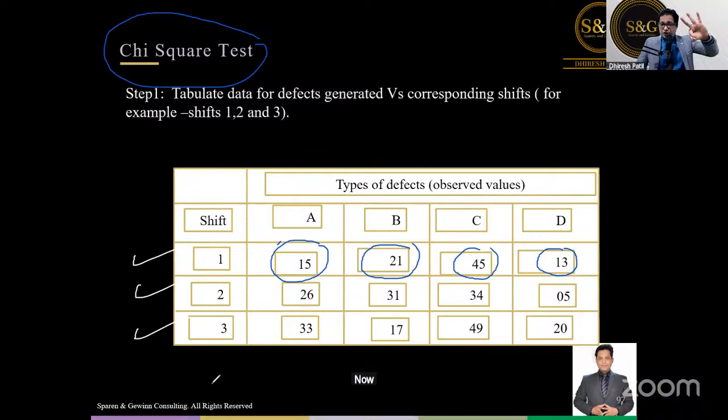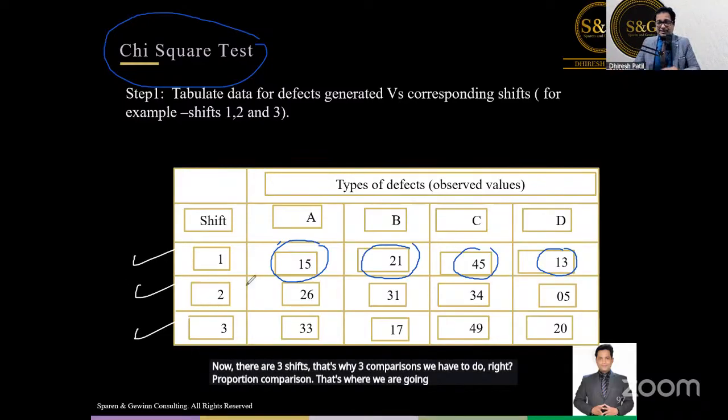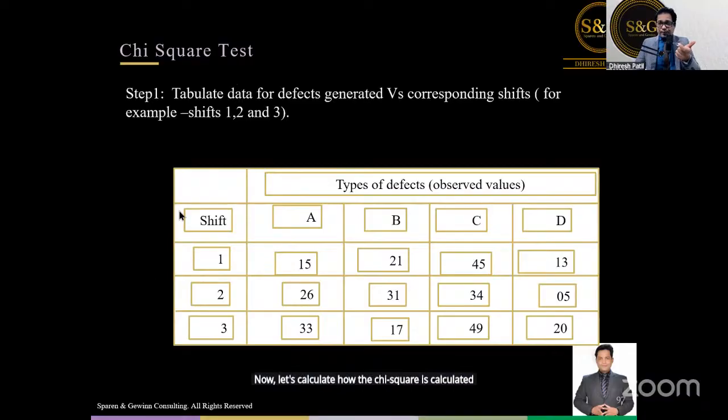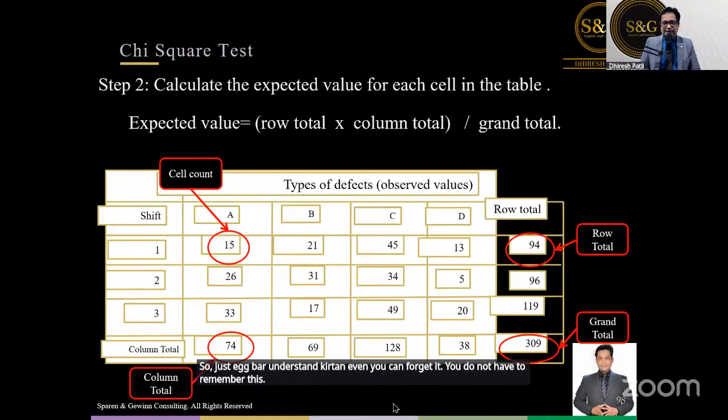Now there are 3 shifts, so we have to do 3 comparisons, right? Proportion comparison. That's where we go for the chi-square test. Now let's see how the chi-square is calculated. So एक बार understand करते हैं, even you can forget it. You don't have to remember this.